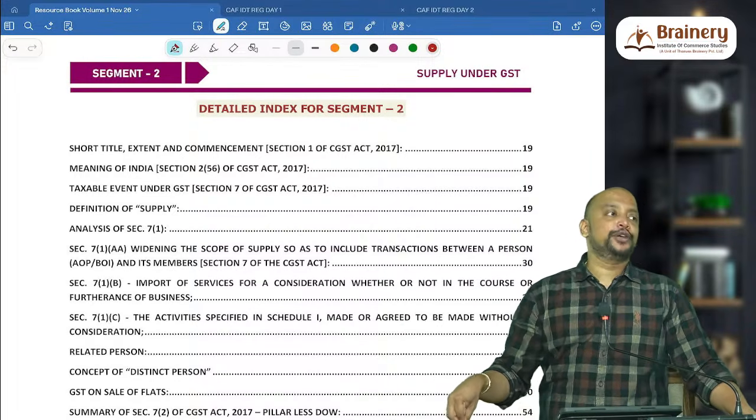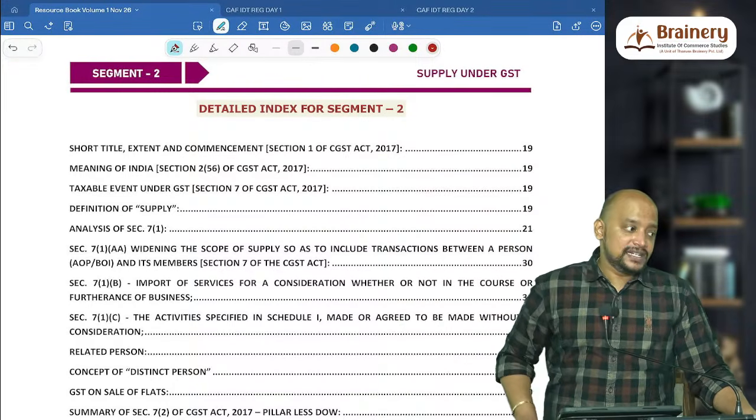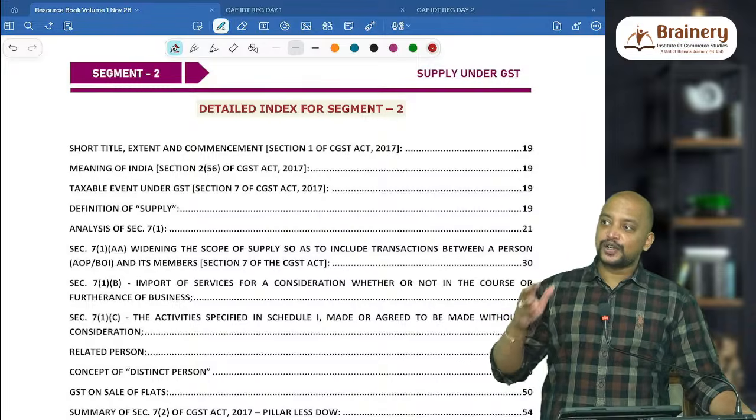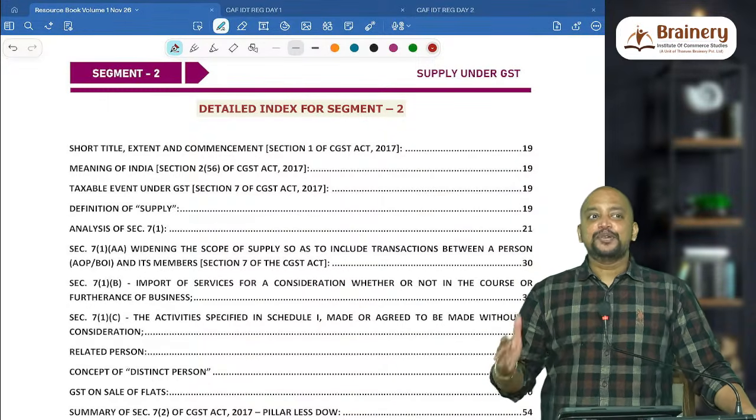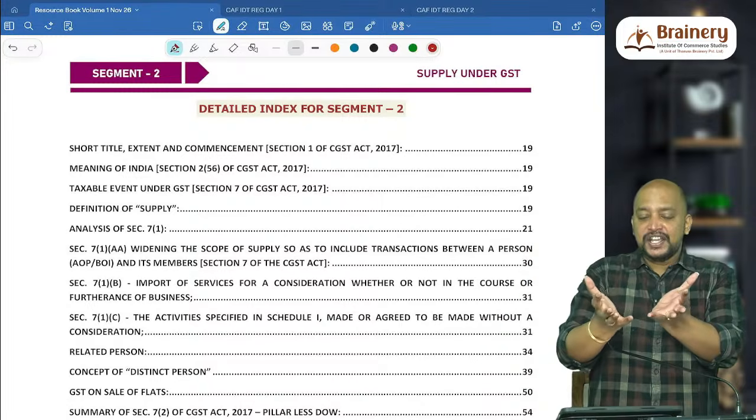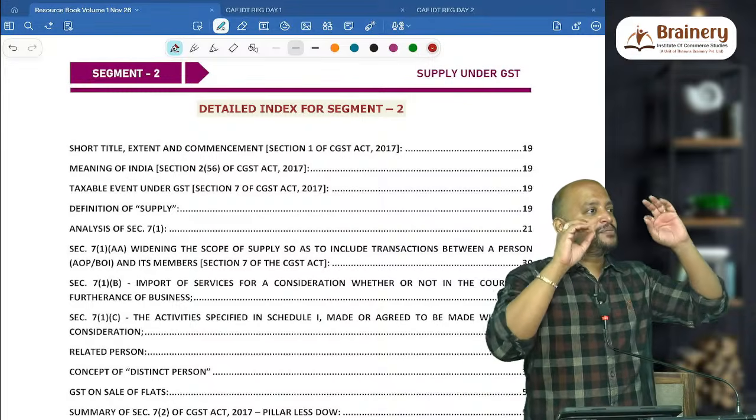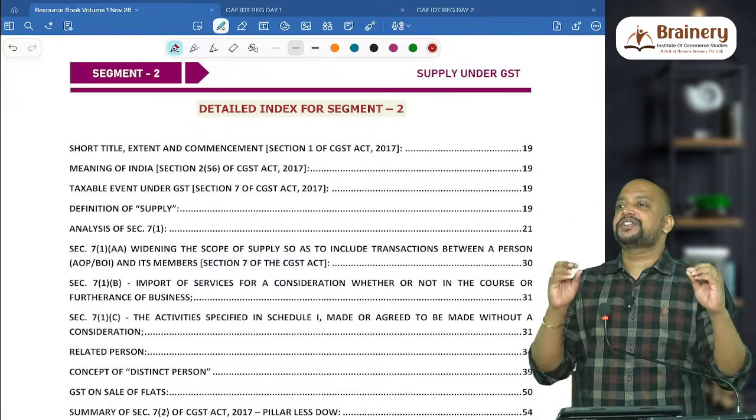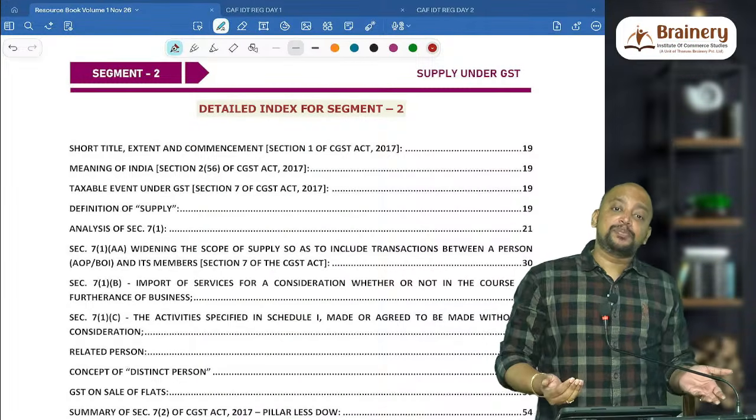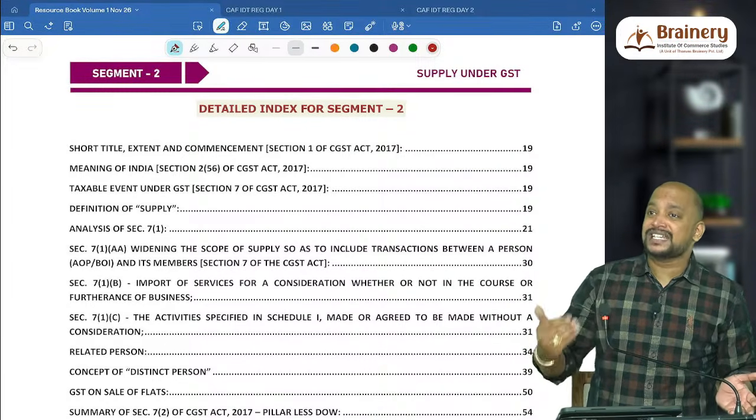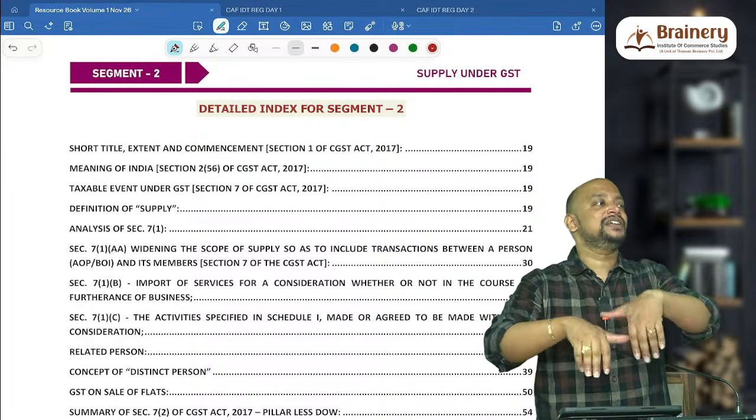In this chapter we are going to learn two sections, section 7 and section 8. But this is going to be a big chapter. A lot of time we will spend here, because this is the basis. If a transaction is not a supply, we don't have to pay GST. In the exam, every time you see a transaction, the first thing you need to check is: is it a supply or not a supply? Because if it is not a supply, we don't have to bother about RCM, FCM, exemptions, etc. It is not a supply, simple, and consequently GST is not payable.